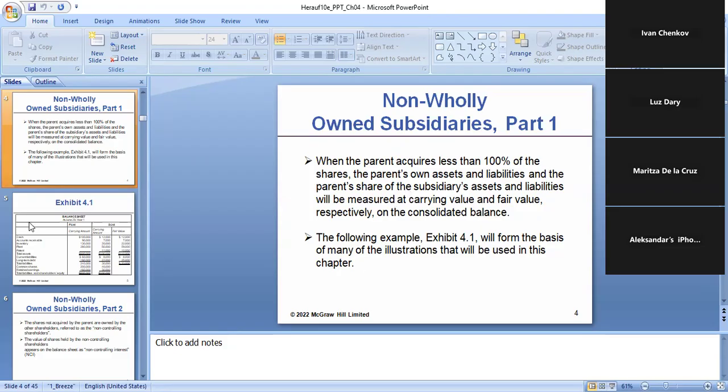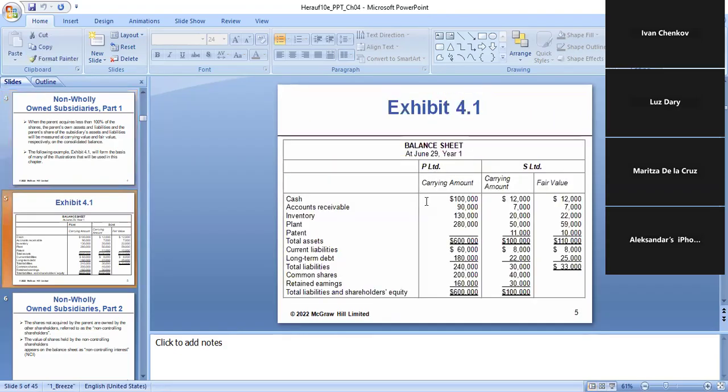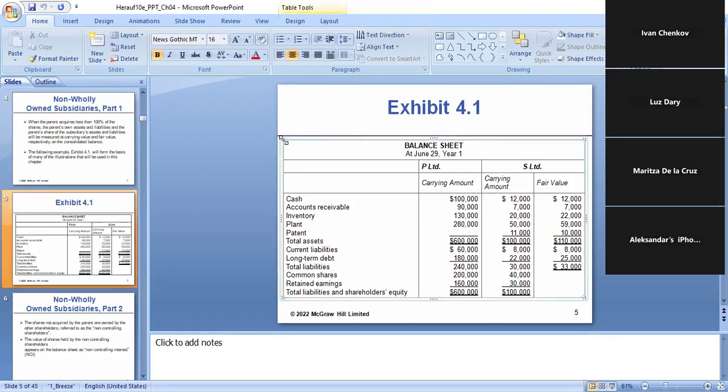Let's see the example here now. We're going to have this balance sheet. We're going to have cash. So let me get this one and flip it to the Excel spreadsheet. Okay, and I'm going to open a new Excel spreadsheet. I'm going to label it chapter 4. And we're going to see how exactly this one works.